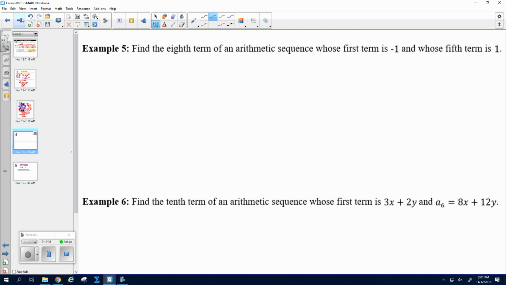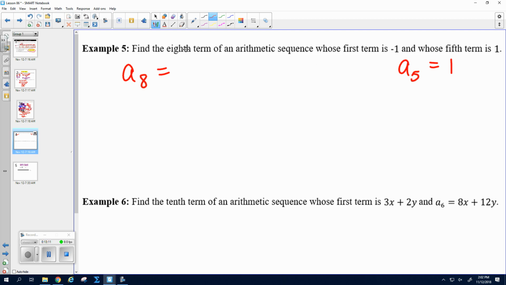All right, number 5. Find the 8th term of an arithmetic sequence whose first term is negative 1 and whose 5th term is 1. So we already know that a5 is 1. So we should probably find the common difference.